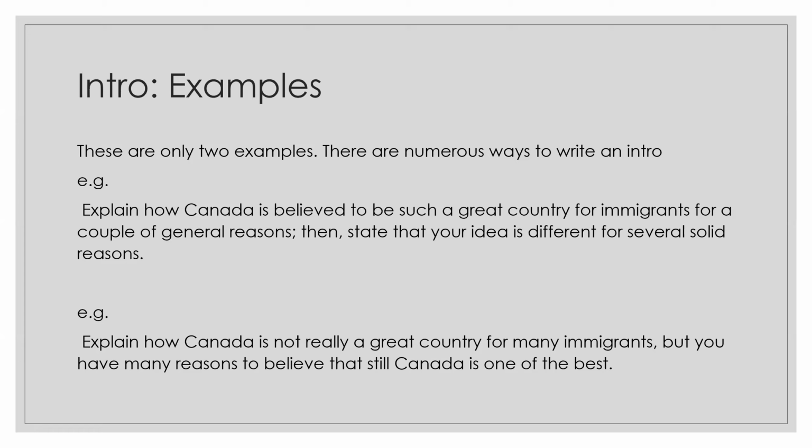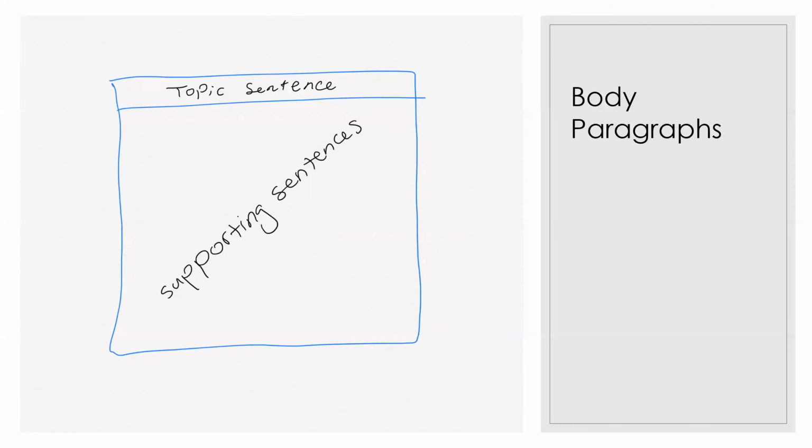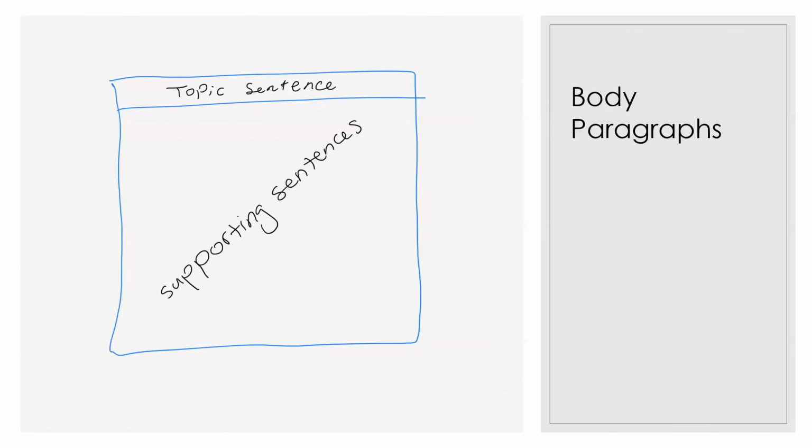So to explain how Canada is not really a great country, or to explain how Canada is believed to be such a great country, you could use fact, statistics, generalizations, historical background, or explanation. All these can serve the purpose. Okay. So now we know what an introductory paragraph is. You have a grabber, you have intro, and the thesis statement. That's introduction. Body paragraphs are different.